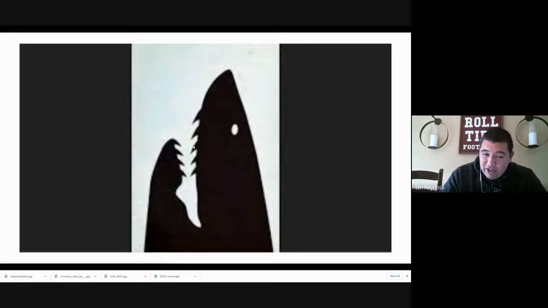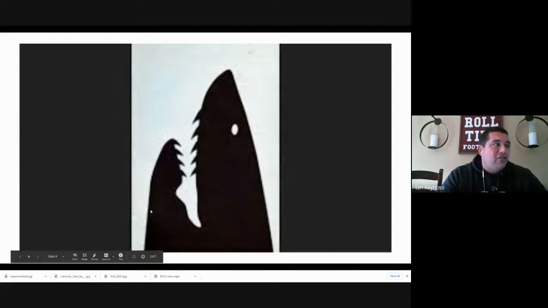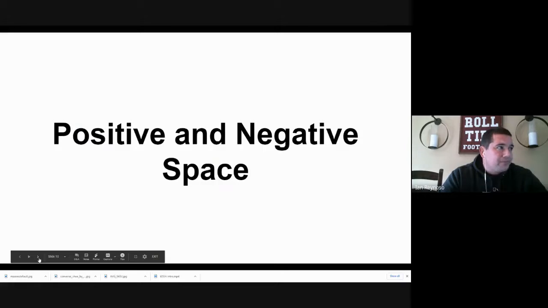Now it's not just a shark. It's a shark that eats people. It's a shark that is feasting on a leg. Okay? And it makes the shark look a lot more threatening. Right? They didn't add a foot, but they used the negative space to make the silhouette of a foot to allude to that being part of the story.